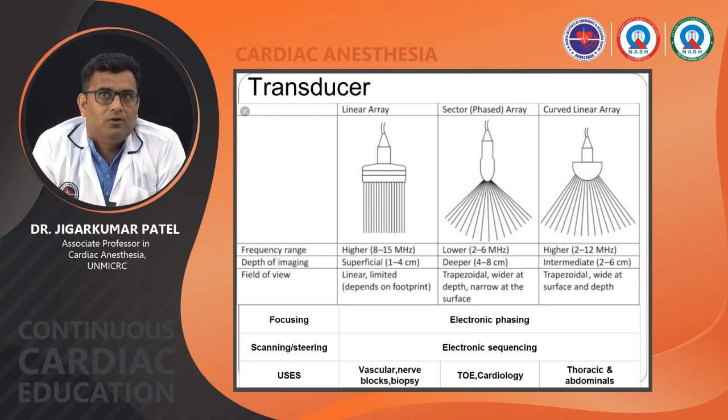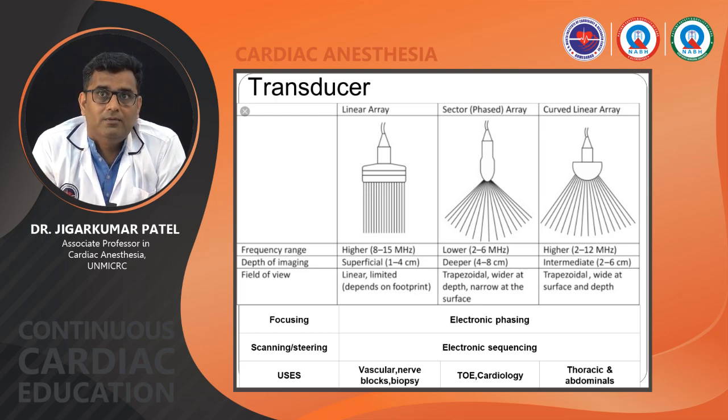The second one is the sector or phased array. It has a lower frequency range, around 2 to 6 megahertz, and a depth of imaging around 4 to 8 centimeters. We are using it for TEE and cardiology purposes, transthoracic purposes.